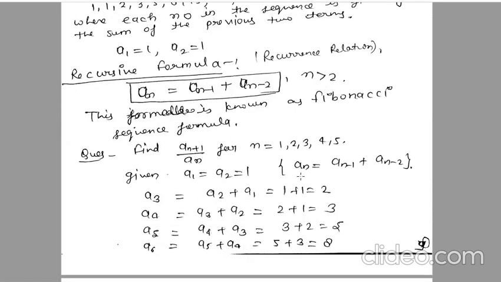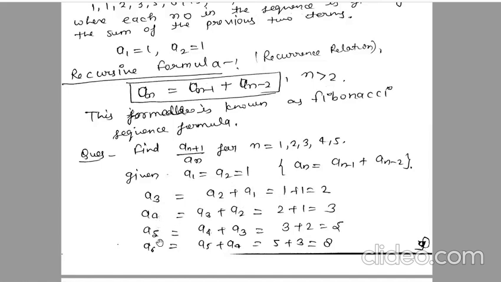There is an example here. Find a_(n plus 1) upon a_n for n is equal to 1, 2, 3, 4, 5. So a1, a2 is given, and we have our a_n formula. So we can find a3, a4, a5, a6. Where will we find it? Just put n is equal to 3, since the formula is for n greater than 2. So we will start from n is equal to 3. So a2 plus a1, that means 3 minus 1 is a2, 3 minus 2 is a1. So a2 plus a1 is equal to 1 plus 1, 2.